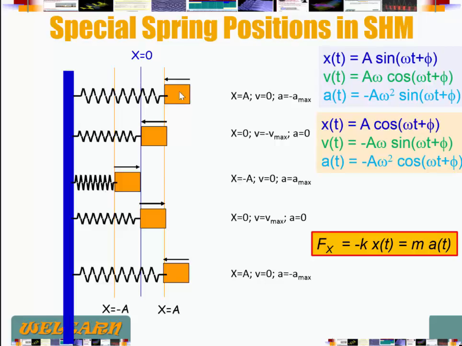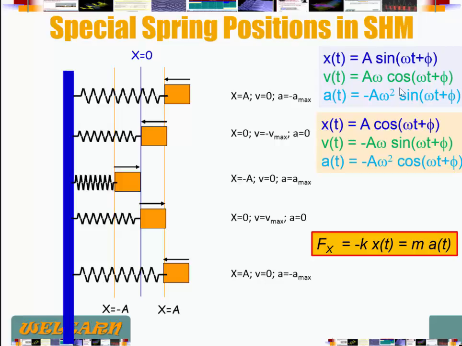Okay, so this is representing one position, the position at equilibrium, the position when the spring is compressed to a maximum, equilibrium again, the spring is not compressed, and the spring stretched to a maximum. As you recall, we can express the position as a function of time, velocity as a function of time, and acceleration as a function of time by either this set of equations or this set of equations. The only difference is the value of phi that we choose.